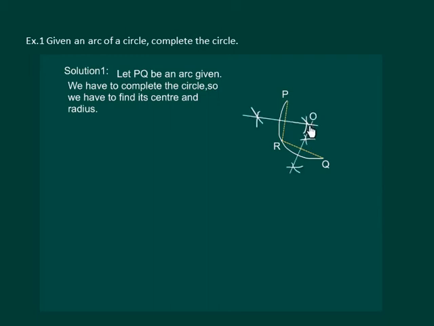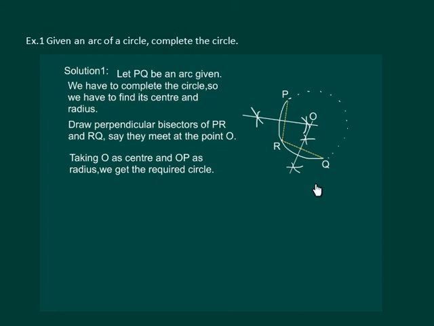Now we have a point O, which is the center of our required circle, and it is equidistant from points P, R and Q. Now with OP as radius and O as center, we can complete the circle. So we get the required circle in this manner when we are given one arc of the circle.